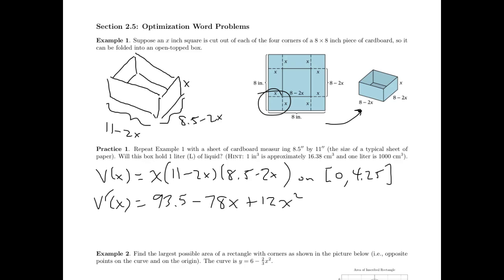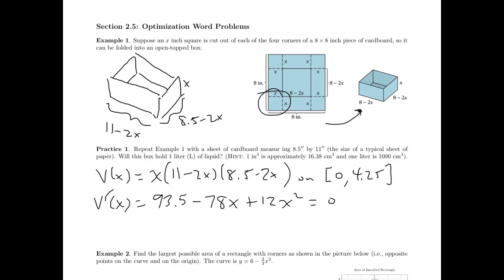This is not the expansion. You can see when you expand this, you'll get a 4x cubed. The derivative of that will be 12x squared. So I'm not writing down the expansion. I'm just writing down what the derivative is. And so the question is, when is that equal to 0?